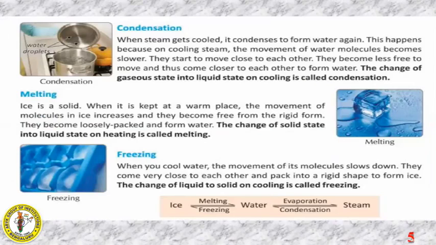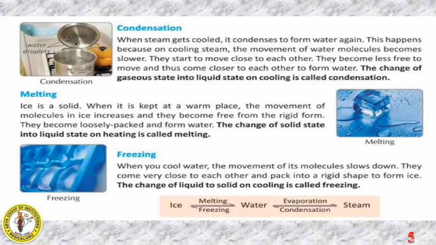Next, condensation. What do you mean by condensation? When steam gets cooled, it condenses to form water again. As I told you in the previous example, water converts into water vapor. When this water vapor is captured and condensed, that means cooled, it becomes water again. This happens because on cooling steam, the movement of water molecules becomes slower, they start to move close to each other, they become less free to move and thus come closer to each other to form water.